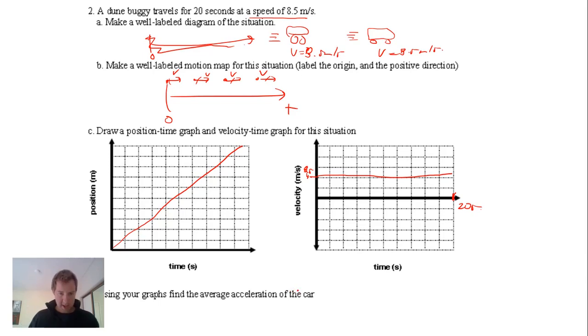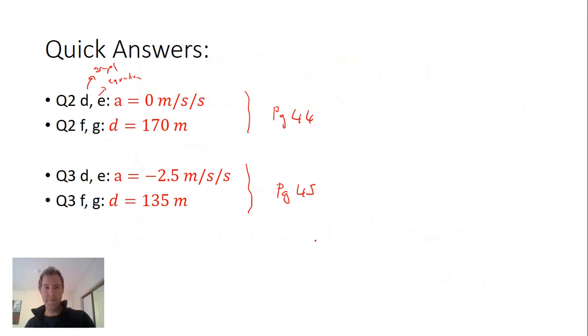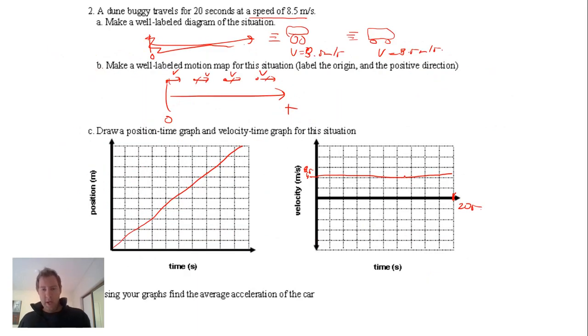Right, use your graphs to find the average acceleration of the car. So if I go back a couple of pages, if I want to find acceleration from a velocity time graph, I can use the gradient of the velocity time graph. The gradient is rise over run. How much does this rise by? Well, it doesn't rise at all. It's horizontal. 0 meters a second it rises by, and the run is 20 seconds, and that equals 0. So acceleration of the car while at steady speed, 0 meters a second.